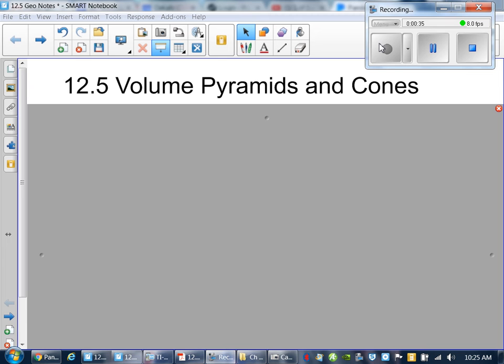Today I'm going to do one combo area. We'll do a combo area of the surface area and a volume of a, well, you'll see here in a second.